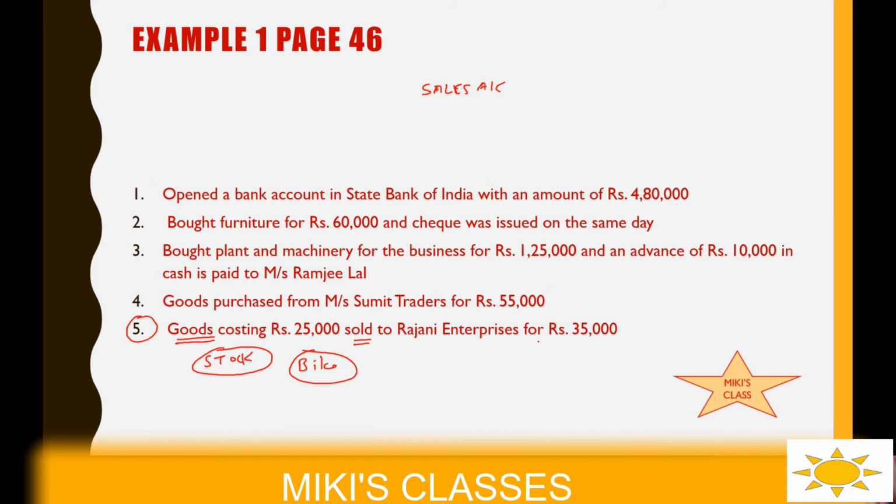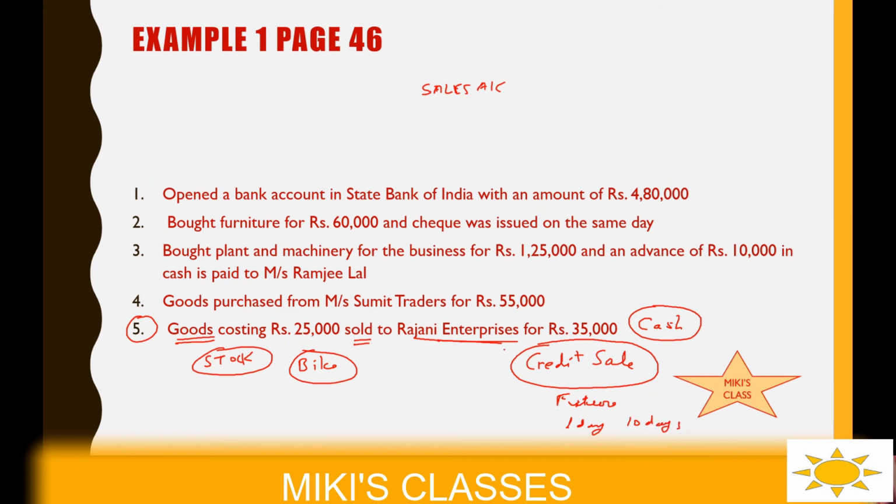And it is sold to whom? To Rajani Enterprises for 35,000. Again, you'll find that the word cash is not mentioned here. The moment the word cash is not mentioned, this is a credit sale. We have sold it to Rajani Enterprises and the payment will be made in the future. It might be made in 1 day, in 10 days, it doesn't matter. We have an agreement with Rajani Enterprises and a credit sale has happened. How do we know it's a credit sale? Because the word cash is not mentioned. Whenever the word cash is not mentioned, you know it has to be a credit sale.